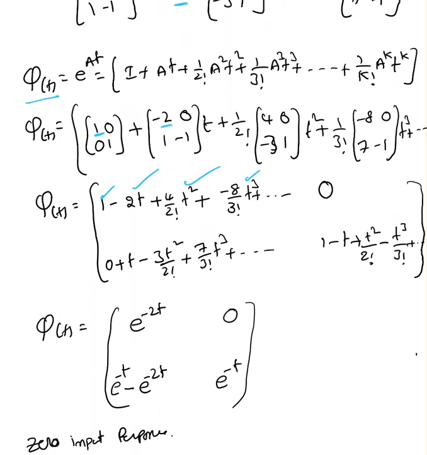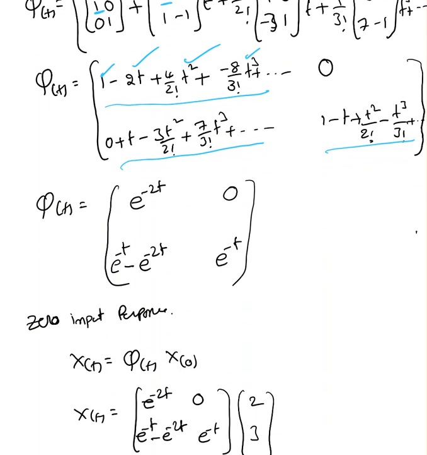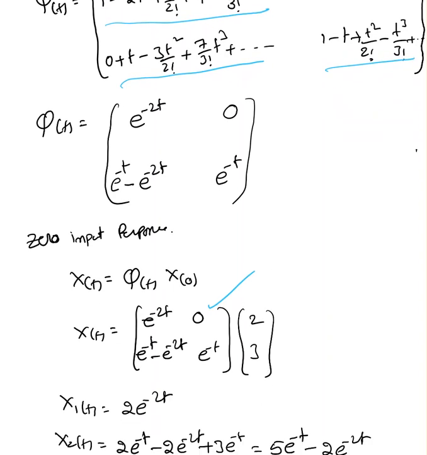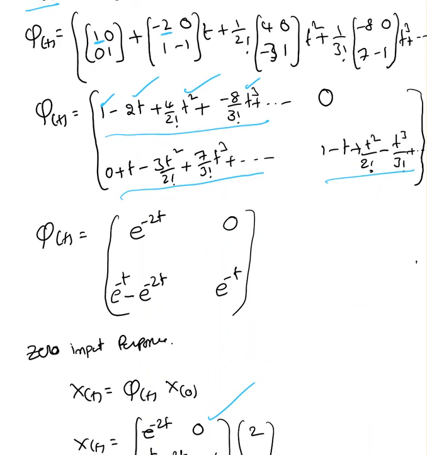When we simplify this, the first term is nothing but e to the power of minus 2t, the second is 0. If we separate everything, we end up with e to the power of minus t and e to the power of minus 2t, and the last is nothing but e to the power of minus t. Now the 0 input response is phi of t times x0. I already found phi of t, multiplied with the initial conditions 2 and 3, giving x1 of t, x2 of t. This is the state response with the 0 input. Whatever we did here is a little bit of a hard way because I solved it in time domain. So in the next video, I'm going to solve this in frequency, in s domain. Thank you.